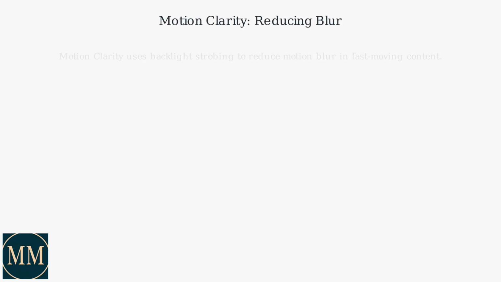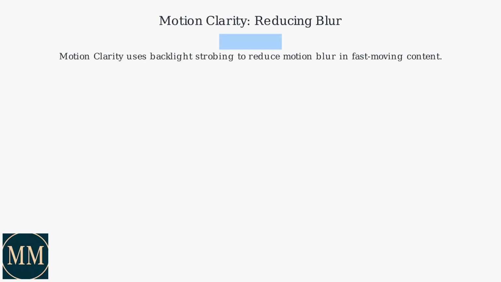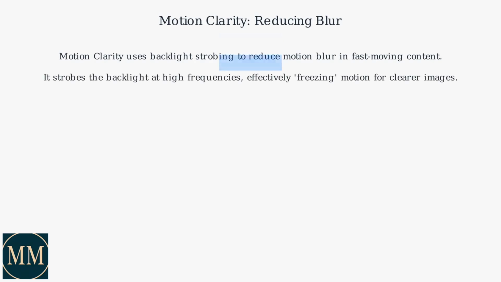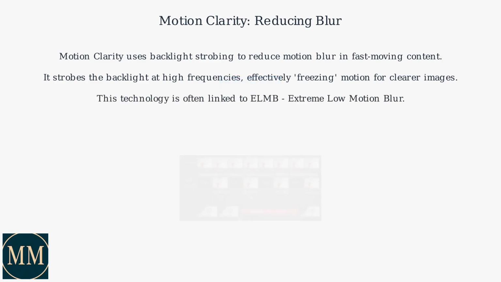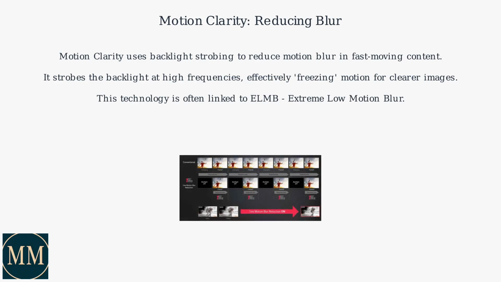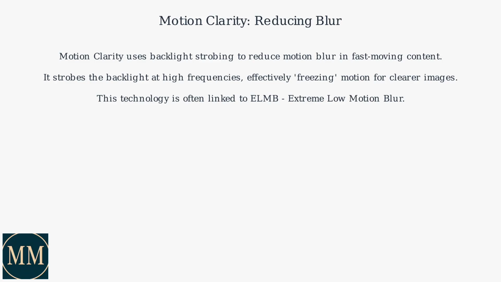Motion clarity is a technology that reduces motion blur through backlight strobing. By rapidly turning the backlight on and off in sync with the display's refresh rate, it effectively freezes motion, resulting in much clearer images during fast-paced action. This feature is frequently connected to ELMB, which stands for Extreme Low Motion Blur. Together, they can reduce perceived blur by 35 to 40% in high refresh rate gaming scenarios.